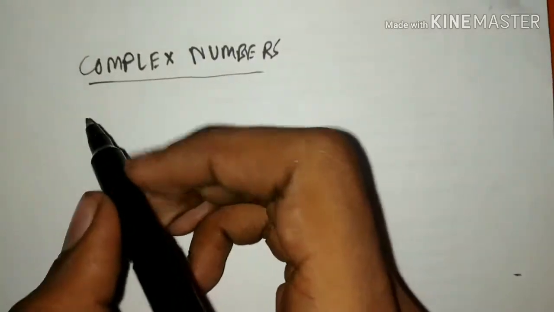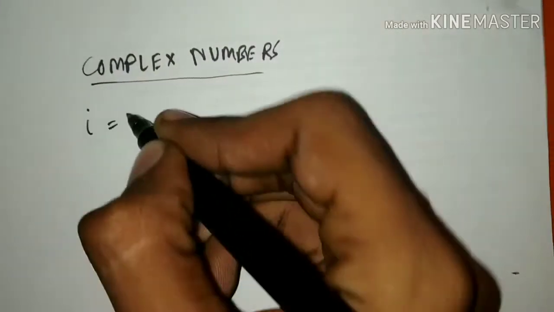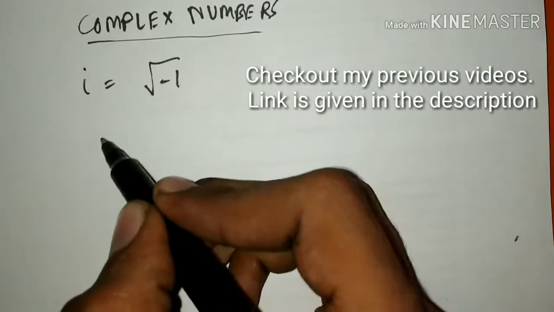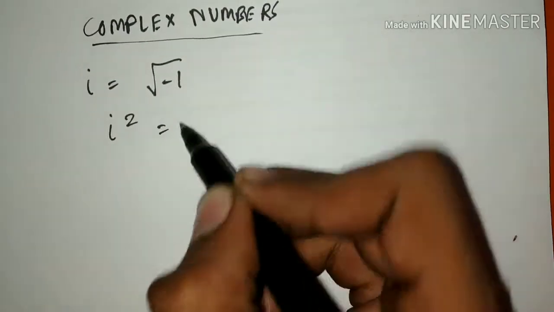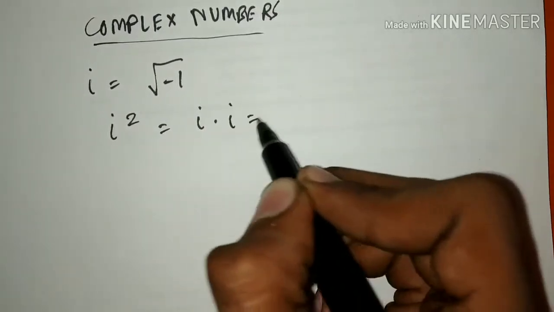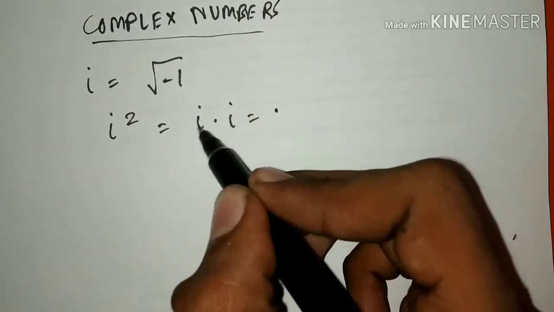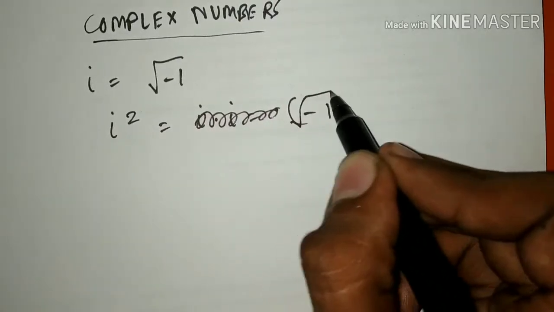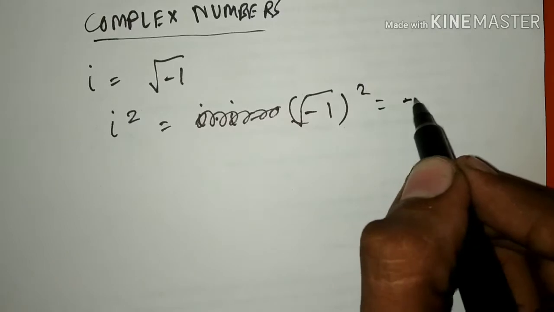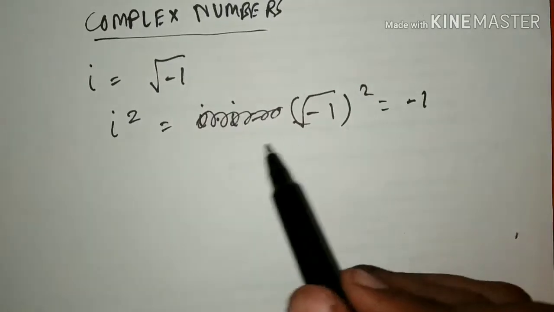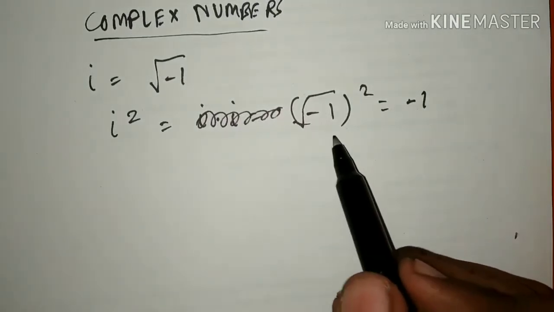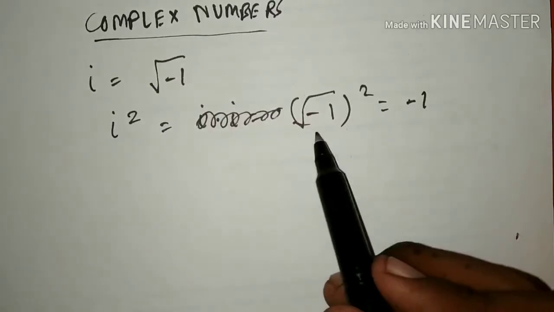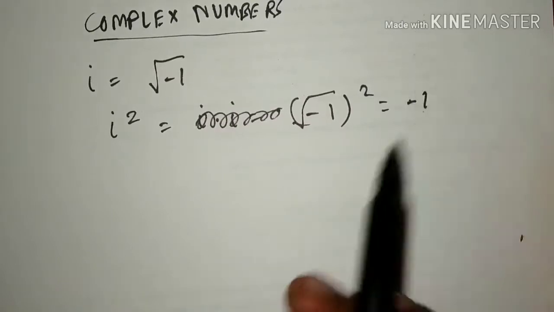Now we have learnt in the previous video that i equals the square root of -1, right? So we can write i square equals i into i equals the square root of -1, the whole square, which equals -1. So i square equals -1, because i is the square root of -1.